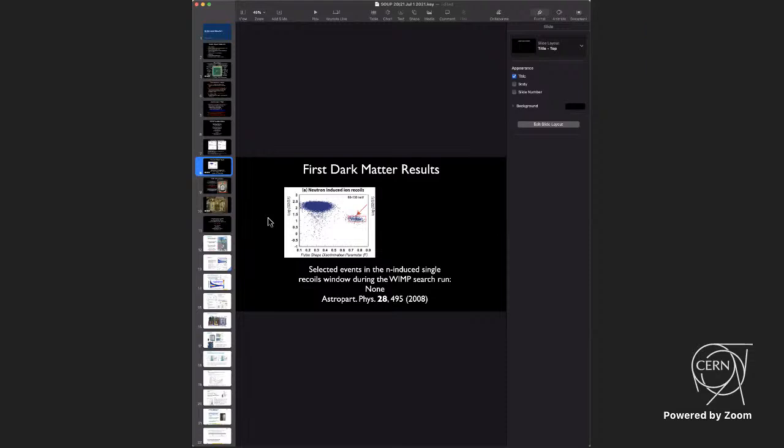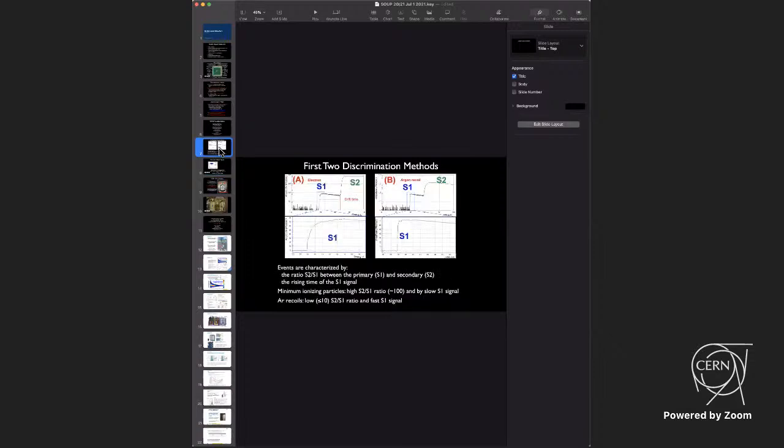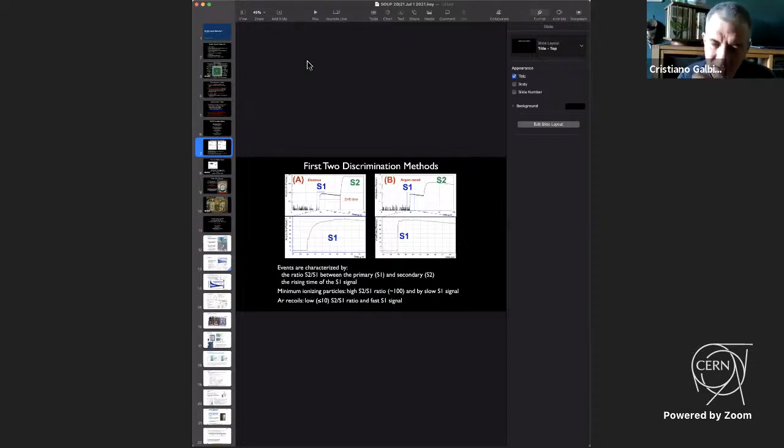No, I meant the previous slide where you showed the pulse shapes. Here it looks like the pulse shape of the S2 signal from the argon recoil is very different to the S2 pulse shape of the electron, and seems to have a much slower rise time.